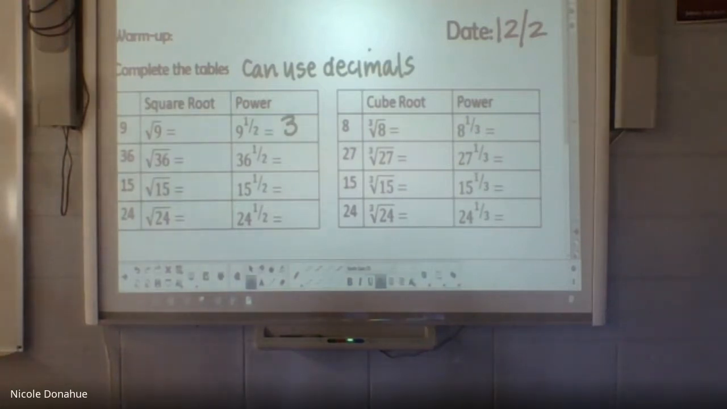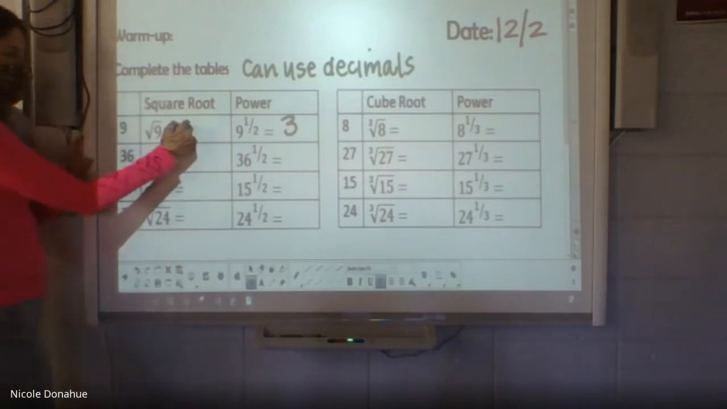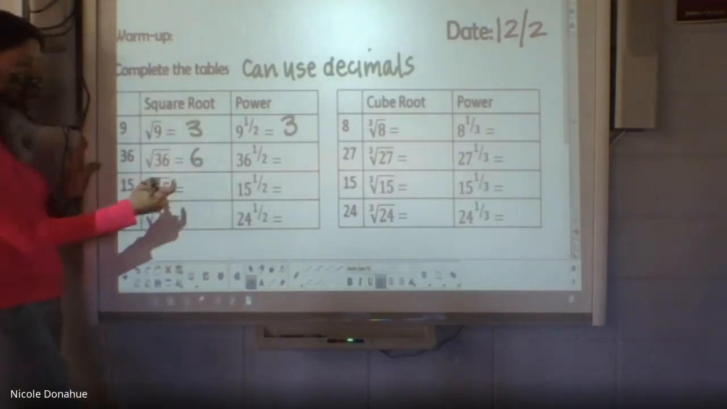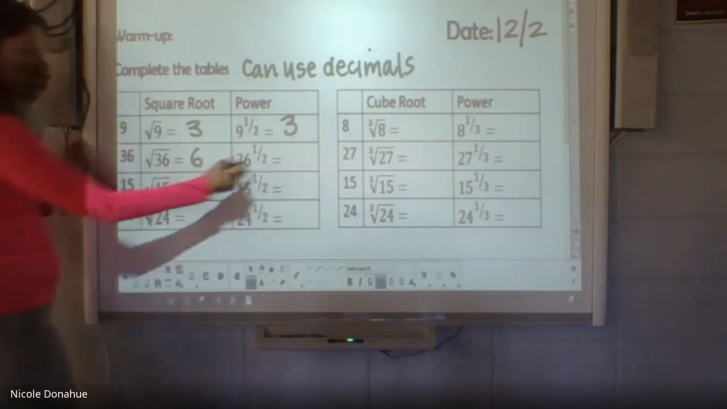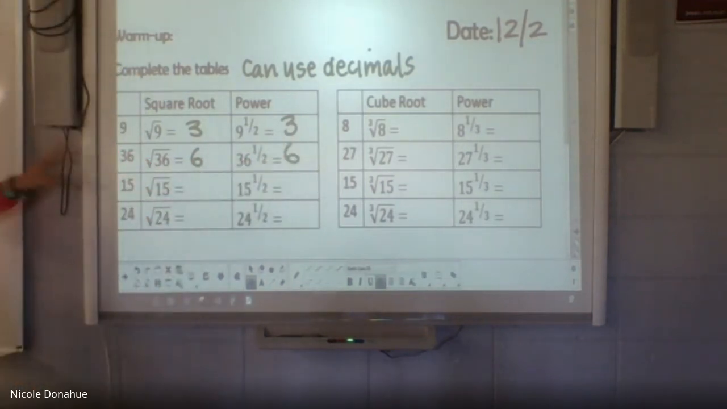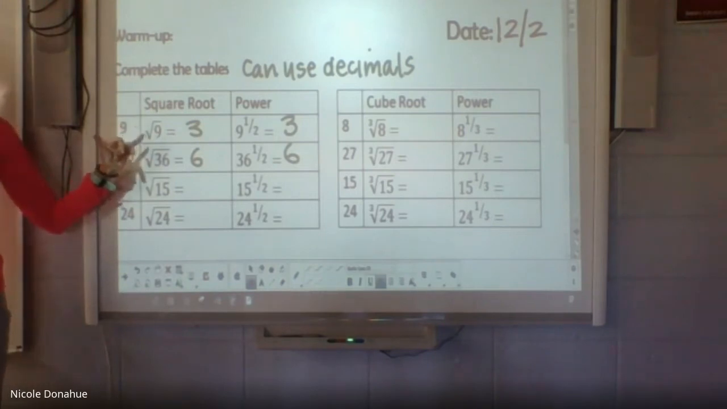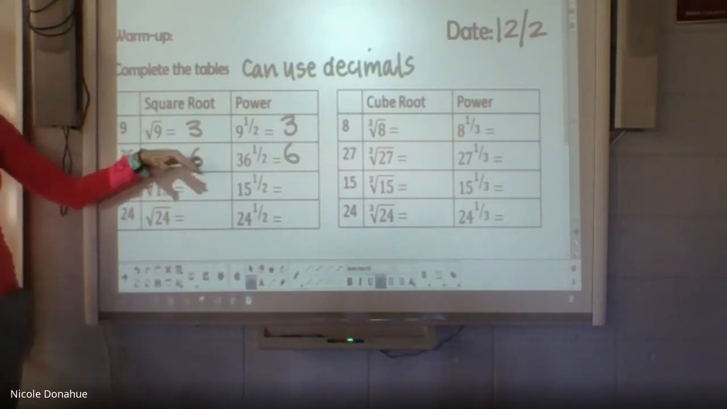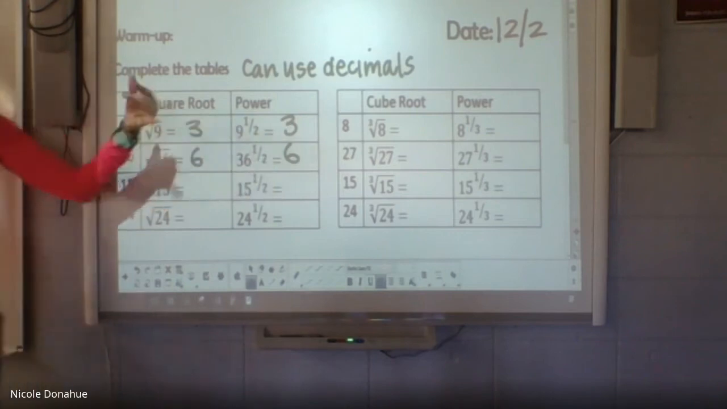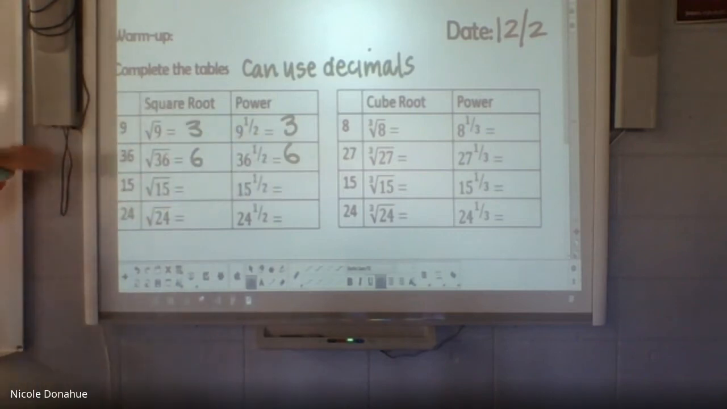Okay, so hopefully, square root of 9 is 3, square root of 36 is 6. 36 to the 1/2 power is what? 6. All right, so hopefully you're realizing that the square root of 9 and 9 to the 1/2 power are really the same thing. That's not a coincidence. That's why I tried to show you different ones. Square root of 36 is 6. 36 to the 1/2 is 6. I'm going to explain why that is in a little bit.